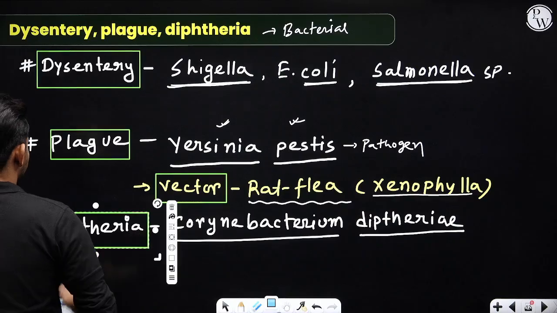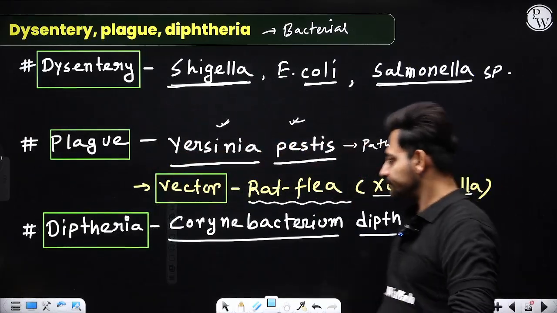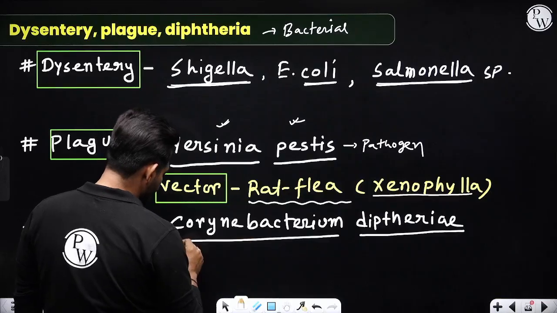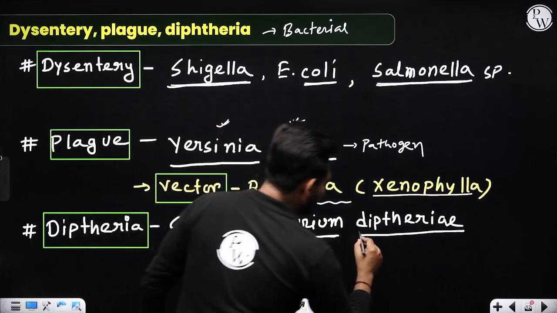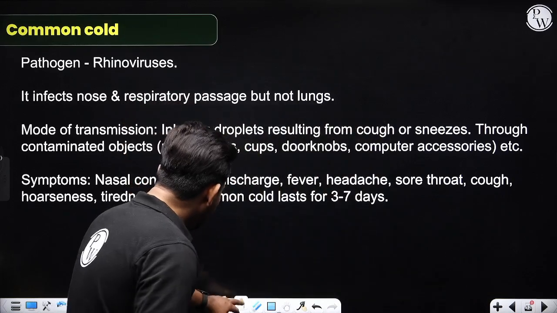The disease plague is also named Black Death. Another bacterial disease is diphtheria, and the causative agent or pathogen is Corynebacterium diphtheriae. Now we'll talk about some viral diseases.